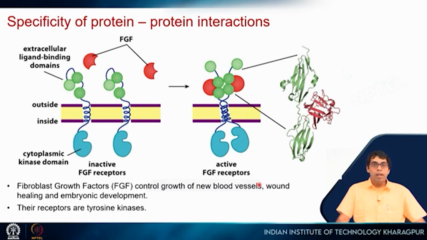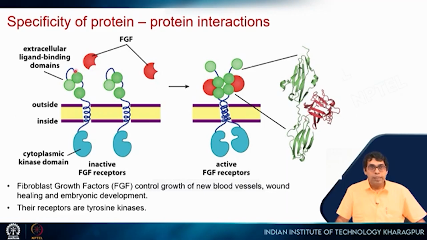So I have already discussed affinity, which is how tightly two molecules bind to each other, but there is also something called specificity, and we will learn specificity by this particular example. FGF are fibroblast growth factors. These are growth factors which control growth of new blood cells, wound healing, embryonic development, and many other events in our body.